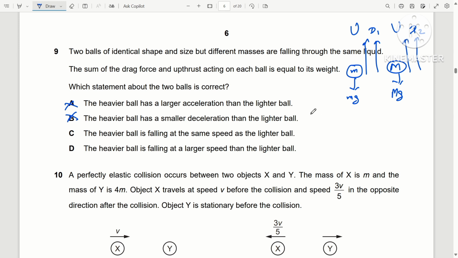Now it is given that u plus d1 is equal to mg and u plus d2 is equal to Mg. Since the u value is the same, the drag force for the bigger one will be greater, that is d2 is greater than d1. Now what does that mean? Drag force increases with increase in speed. So if the drag force on the heavier ball is more, the heavier ball is falling at a larger speed than the lighter ball. So option D will be correct.